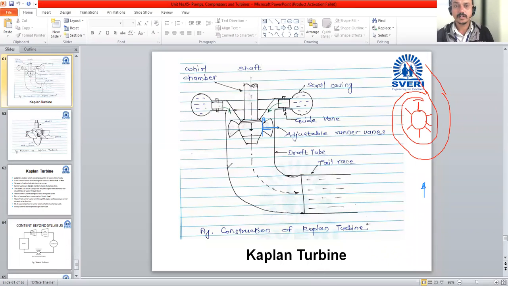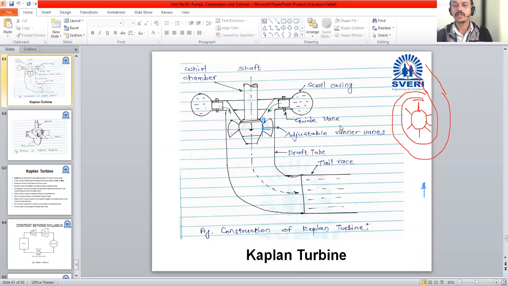So this is the hub. Now here again we have a draft tube, which increases the pressure energy of water. Okay, this is the construction of the Kaplan turbine. Very simple construction. Now working is also very simple.